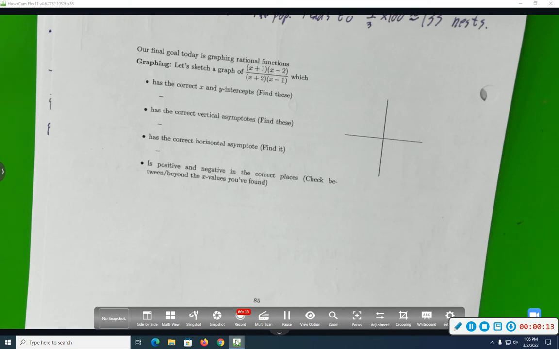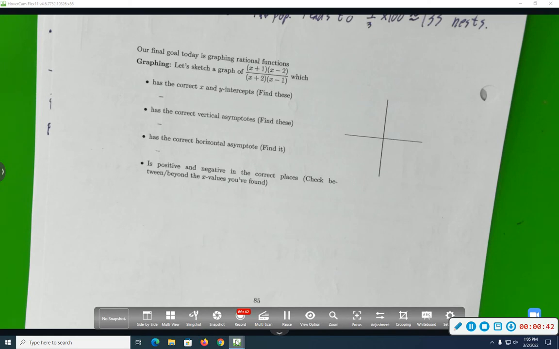We know how to find X-intercepts: you set the numerator to 0. We know how to find vertical asymptotes: you set the denominator to 0. We know how to find the horizontal asymptotes: you take the ratio of the leading coefficients if they're both the same degree, otherwise it's either 0 or there isn't one. And the other thing to keep track of is the Y-intercept, but we know how to find that for anything. You just plug in X equals 0.